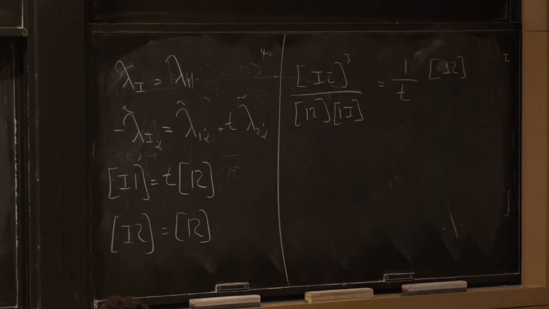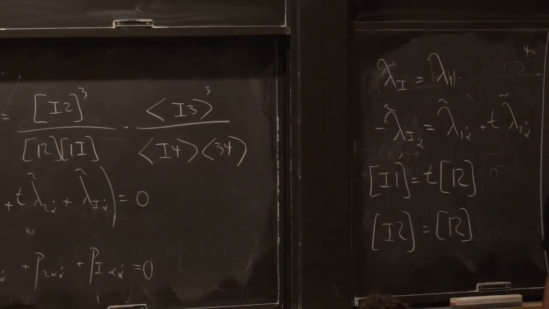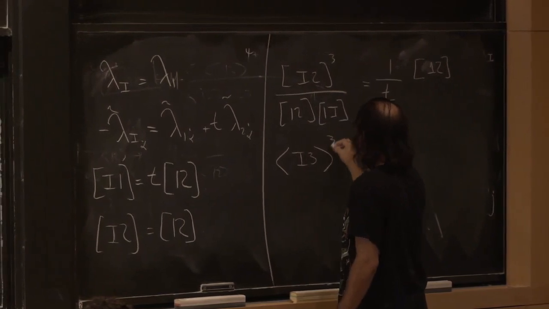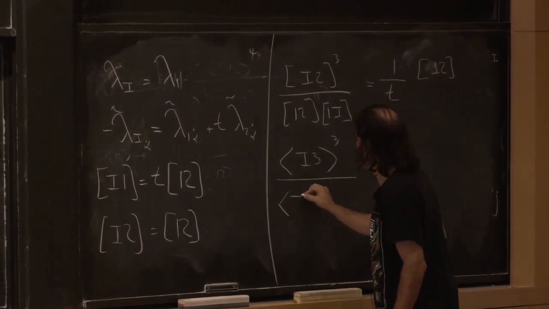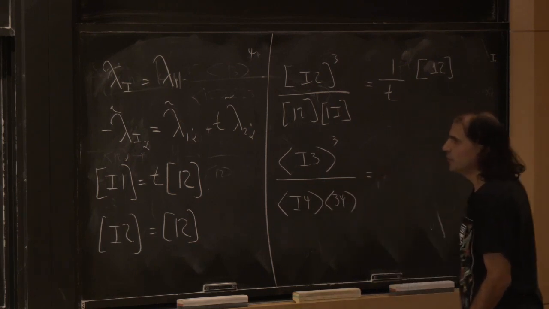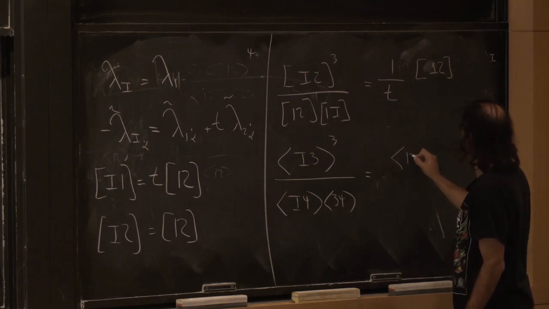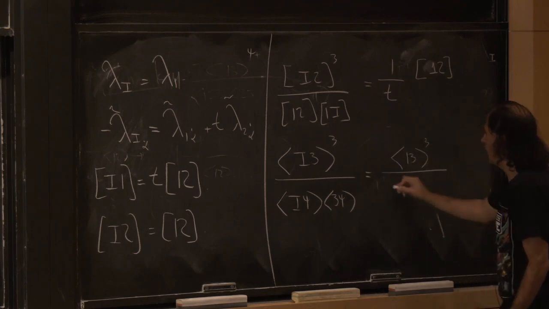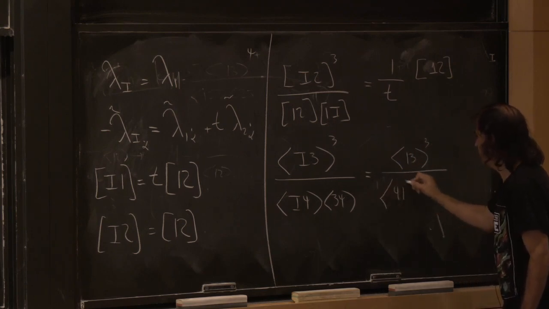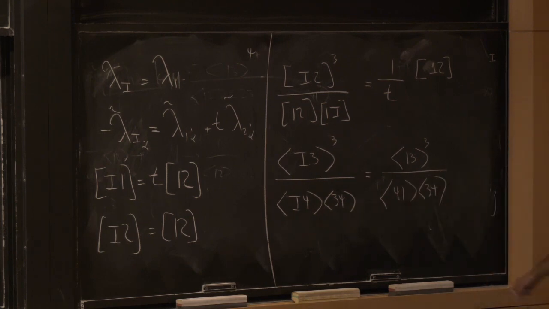Okay? What about this guy? This guy's easier because I don't have to do anything. ⟨I3⟩ cubed over ⟨I4⟩, 3/4 is equal to just I was 1, right? So this is just ⟨1 3⟩ cubed over ⟨4 1⟩⟨3 4⟩. Again, I'm being sloppy with signs. Okay, cool.